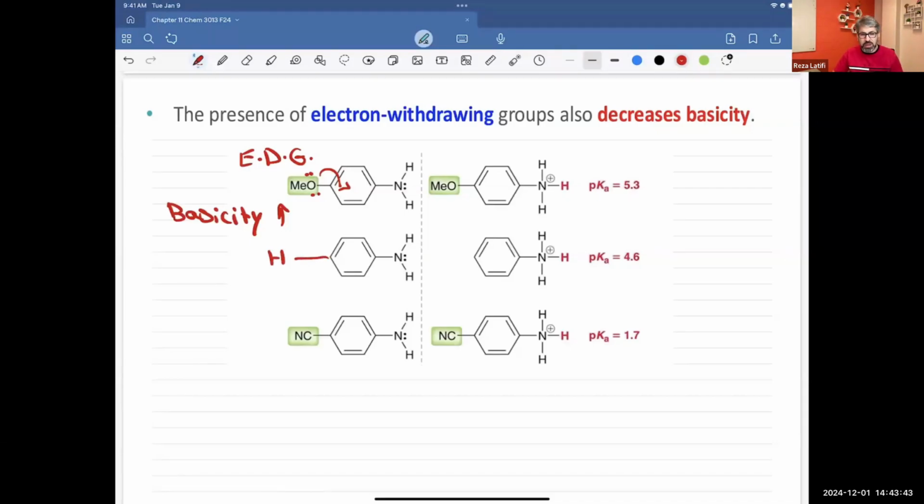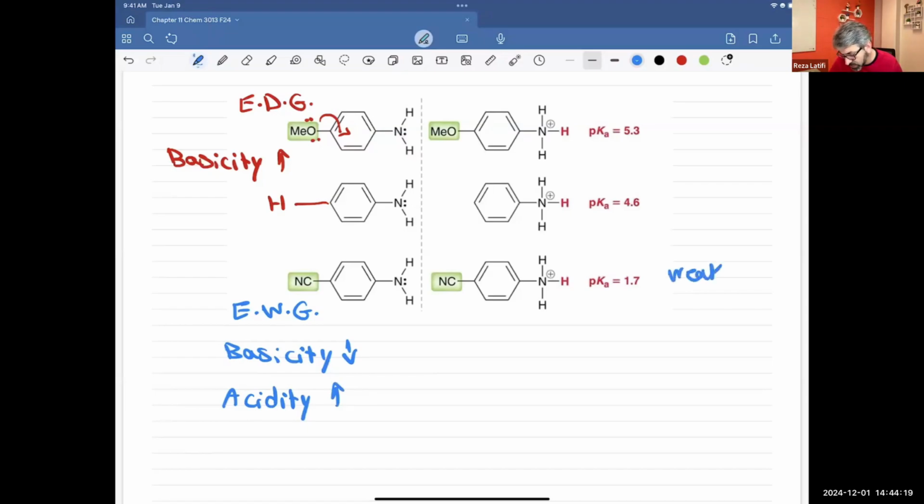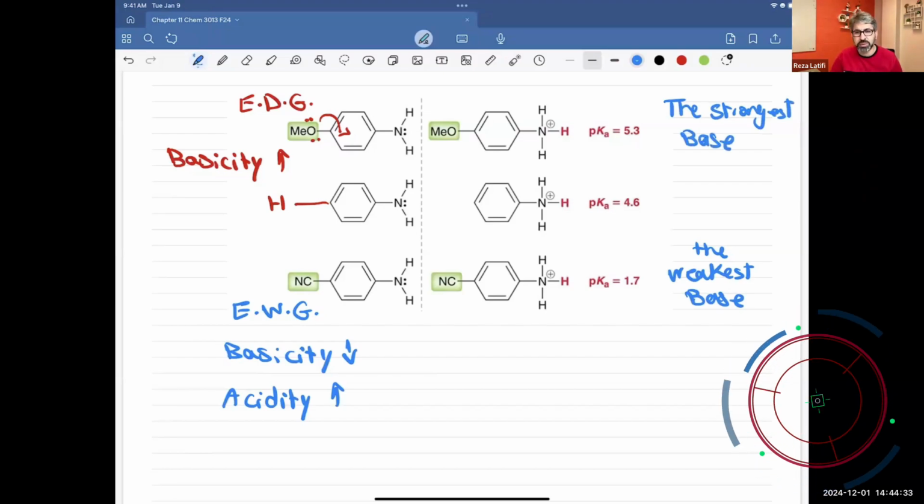The reference is going to be hydrogen. The methoxy group is a more electron donating group than hydrogen. So as you see, the methoxy group gives a stronger base than a benzene ring alone. Now, if you replace hydrogen with an electron withdrawing group, the basicity will go down, but the acidity will go up. So this one will be the weakest base, and that one will be the strongest base, which means the weakest acid.